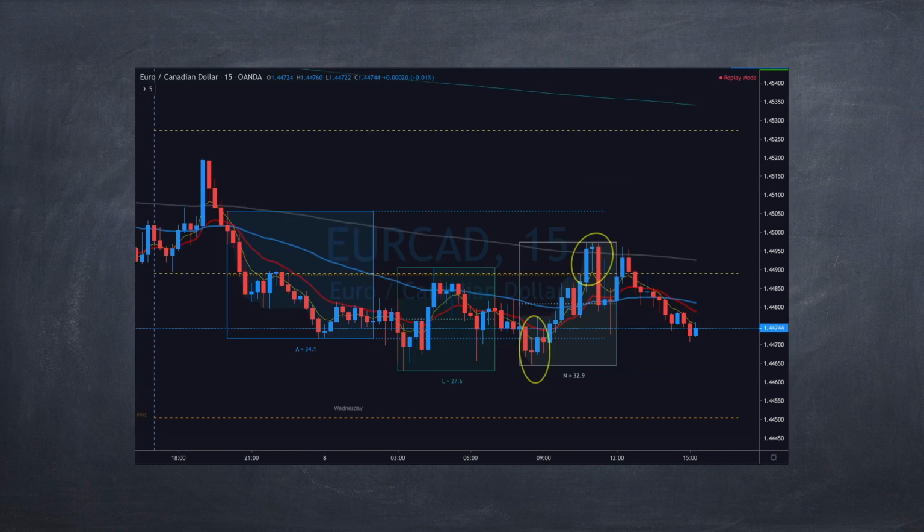Look at this one. So, what do we have here? 34 pip Asian range. Movement sideways pretty much throughout London. 27 pip range here. What happens, of course, the move is going to happen during the New York session. You get a star pattern here, goes all the way up to the 200. So basically you're looking at one leg here, comes up to the middle of the range, comes back down, second leg, star pattern here, take that right back up. This goes up to the 200 EMA, 32 pips.